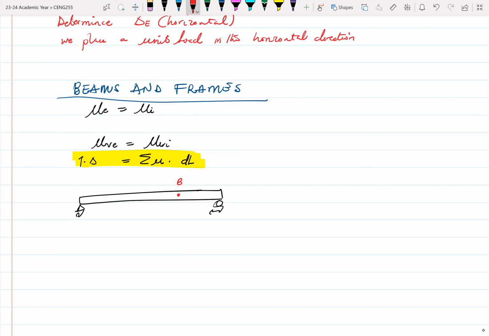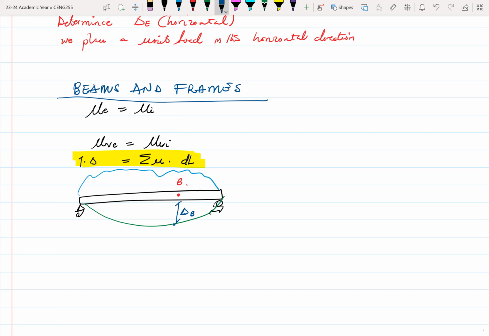Let's call this point B. Okay. And once we have some form of arbitrary loading on the beam, it will undergo some deflections. Right. Now let's say we want to find this deflection at B. All right. So what do we do?